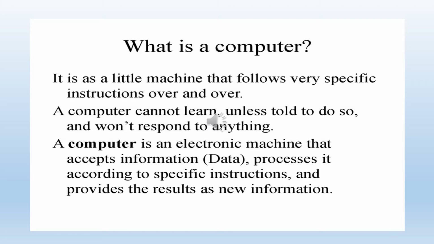A computer is an electronic machine that accepts information, data, processes it according to specific instructions, and provides the results as new information. So children, a computer is an electronic machine. What it does: it accepts information, that means data. It accepts data, processes the instructions, and provides a new result as information.